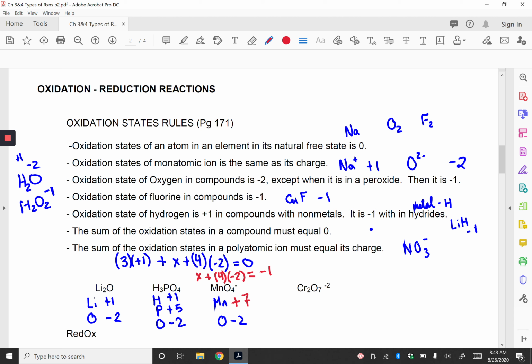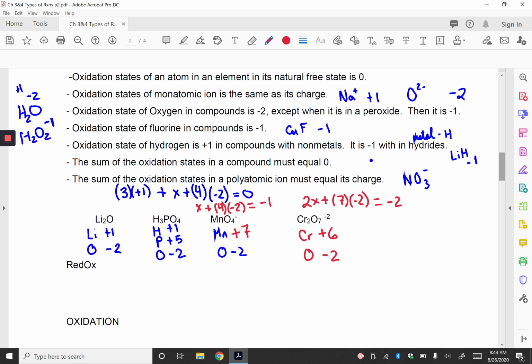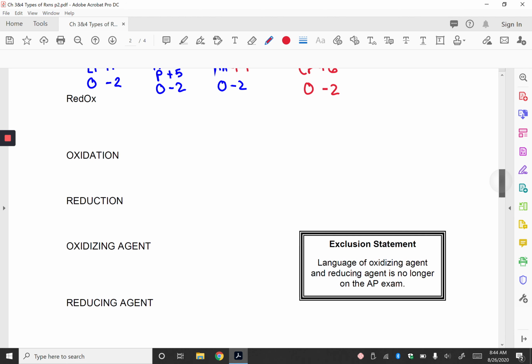Okay, last one, the dichromate. We don't have a rule for chromium, but we do have a rule for oxygen. Oxygen is -2 in this case. For the chromium, you'd say, I have 2 chromiums, so 2X, because each X is a chromium, plus 7 of these oxygens that are each -2. All together, that needs to equal -2. And you solve for X, so in this case, X is +6. Okay, so that's how you assign the oxidation states, also known as oxidation numbers.